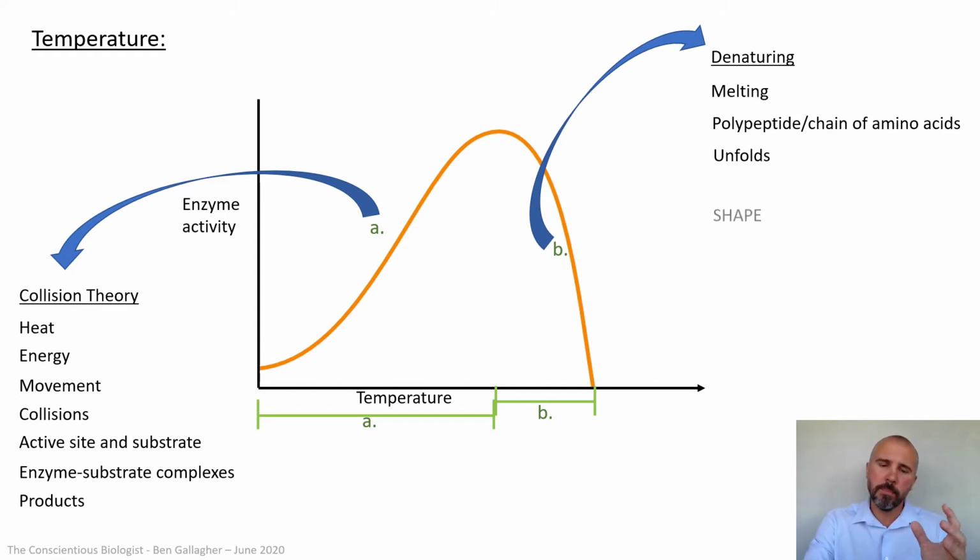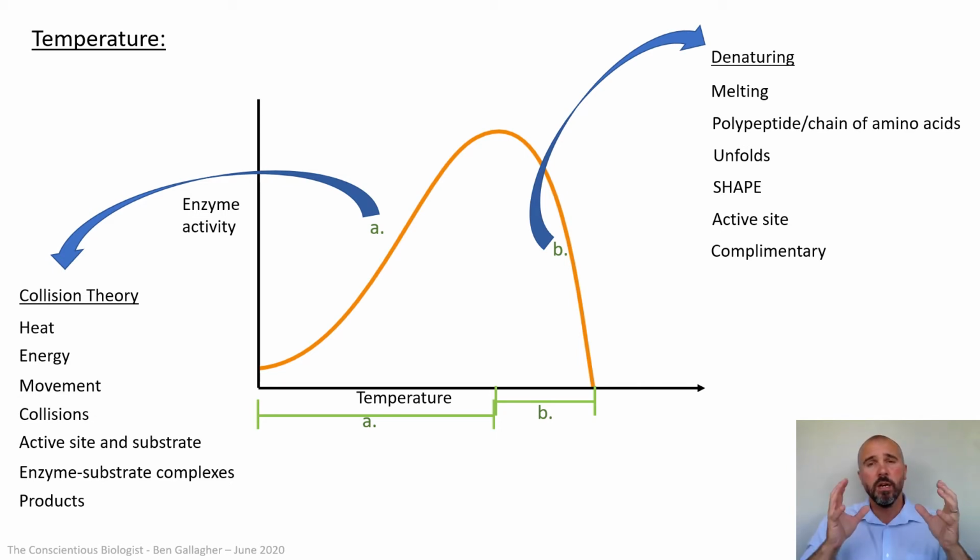And remember, shape determines function. That's why I've put shape up here, look, in bold, in capital letters. This is the important bit about denaturing. You lose the shape of the active site. Without the correct shape of the active site, it's not going to be complementary to the substrate anymore, so you're not going to get any products.